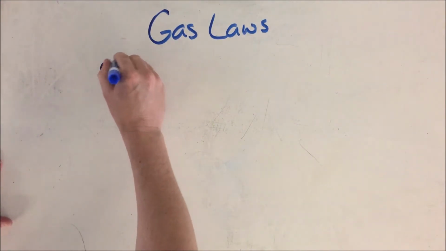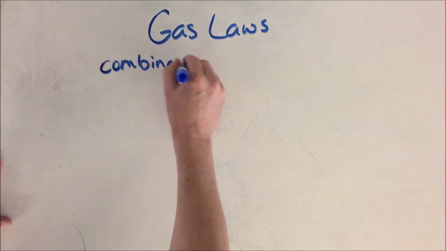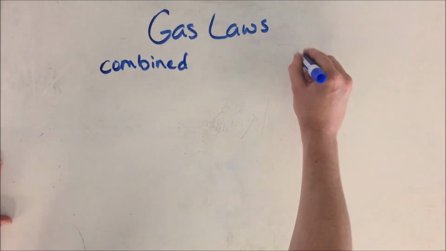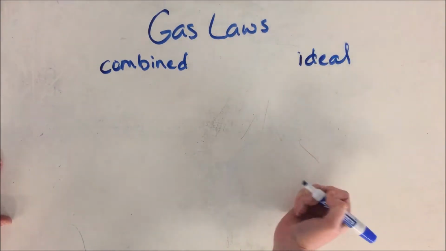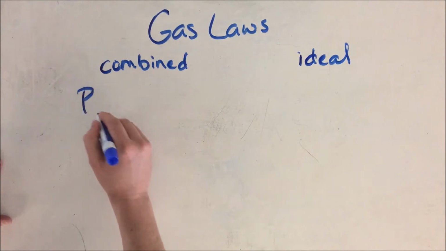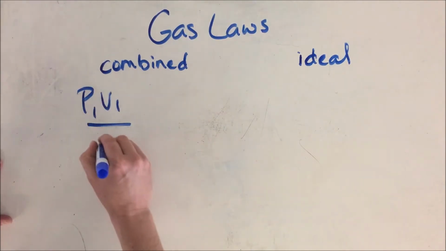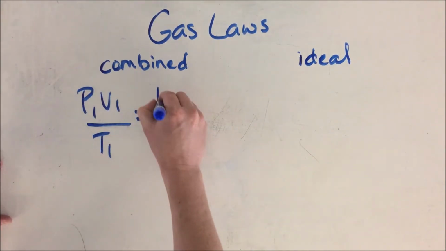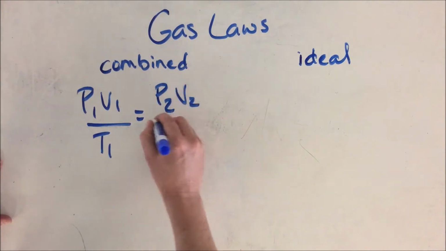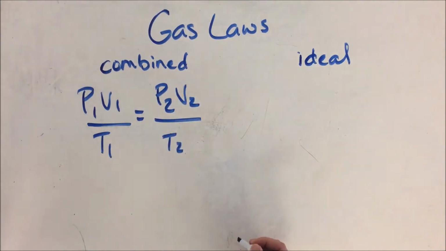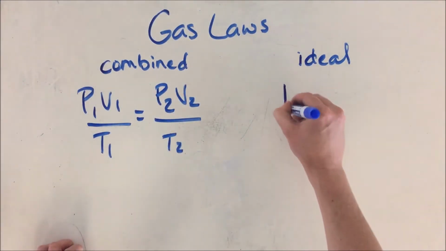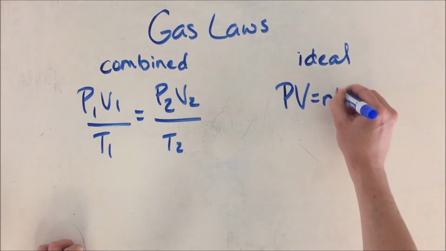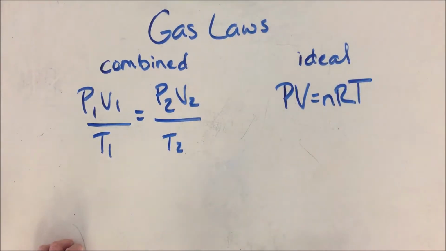One is the combined, and the other is the ideal gas law. The combined gas law combines Boyle's law, Charles' law, and Gay-Lussac's law into one. And the ideal gas law, PV equals nRT, is as follows.